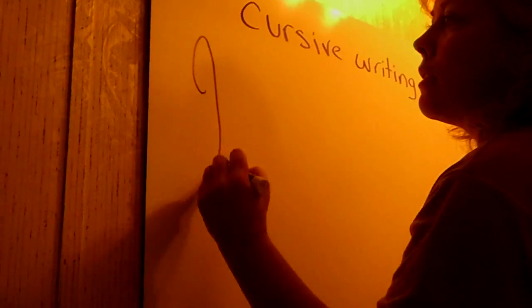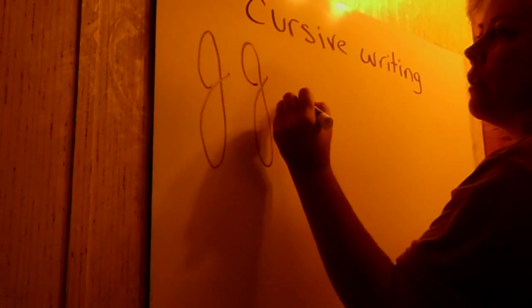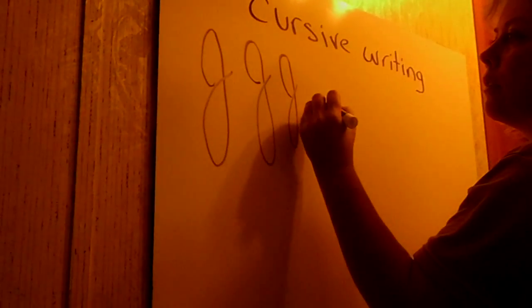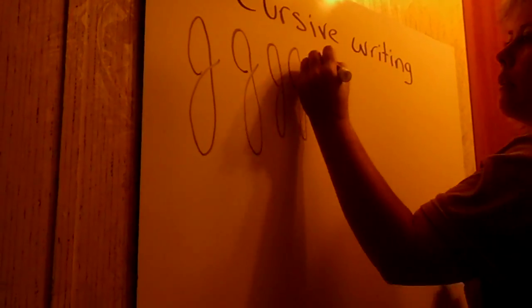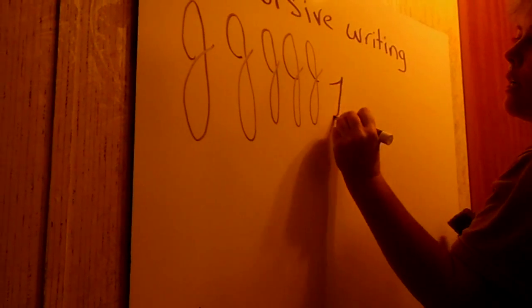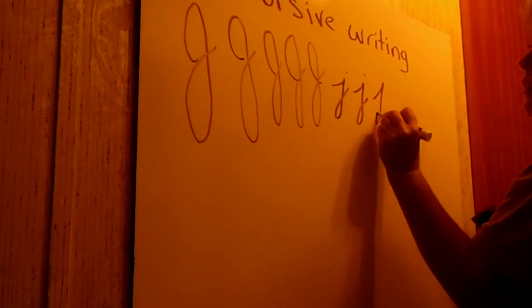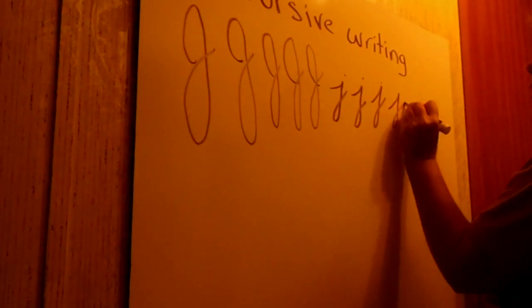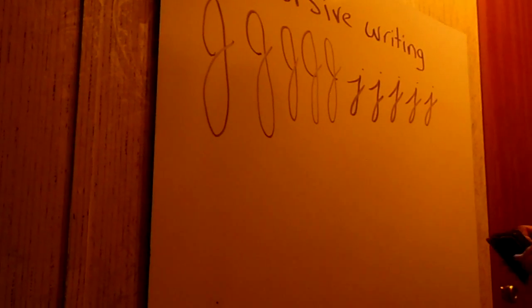J's is loop and a J. That's a capital J. It looks like a backwards G. There's your capital J. Lowercase j. There's your lowercase j.